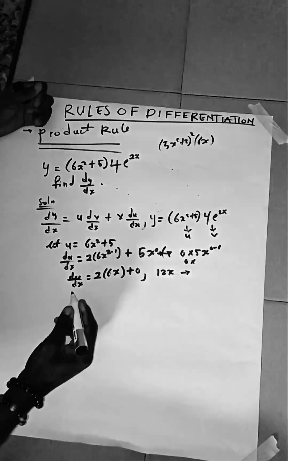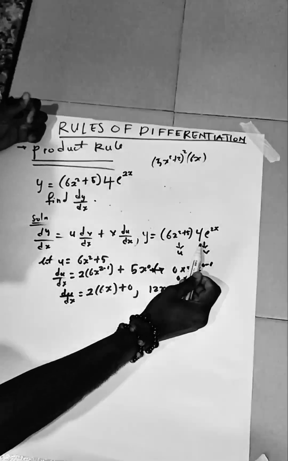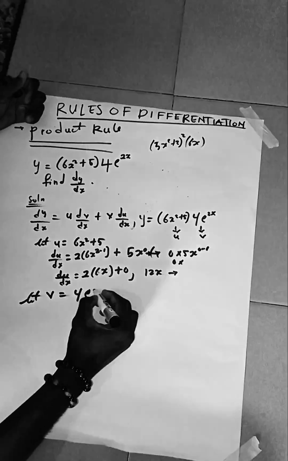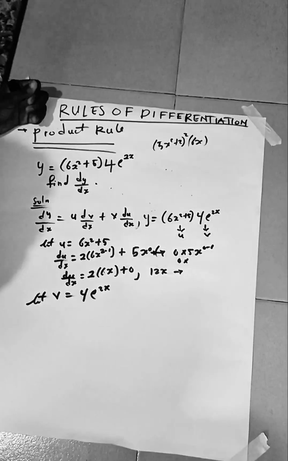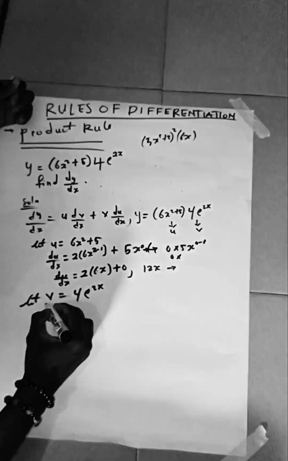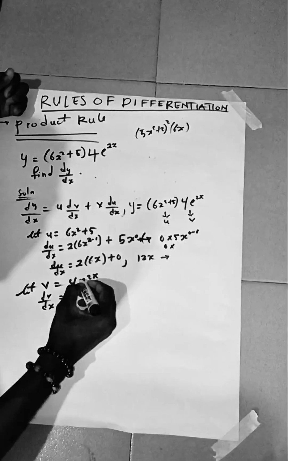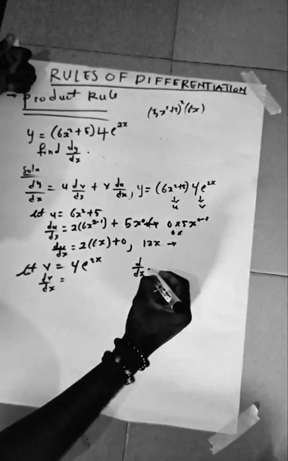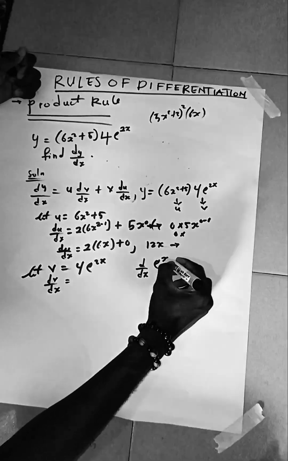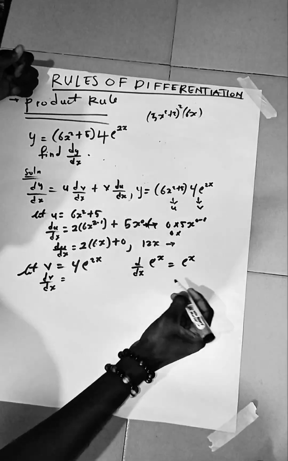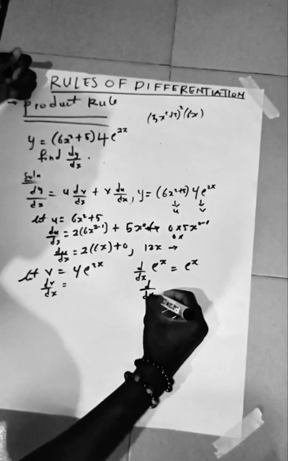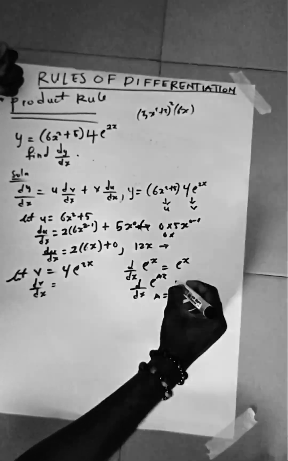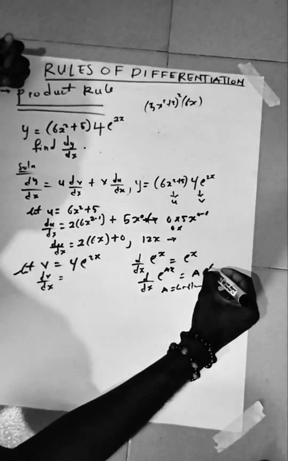The second step is to deal with the v function that we already established. Remember we said let v equal 4e to the 2x. So we need to differentiate v to get our dv by dx. Now we see that this is an e function. One thing to remember is that the derivative with respect to x, or any variable, of e to the x is just equal to e to the x. The derivative of e to the ax, where a is a constant, is equal to a times e to the ax.